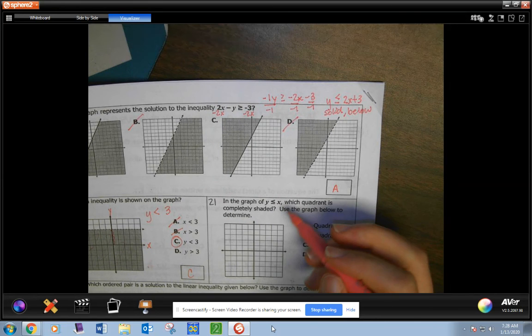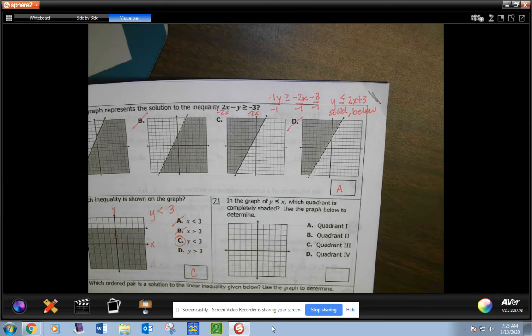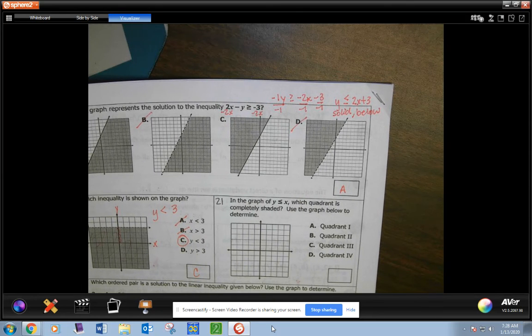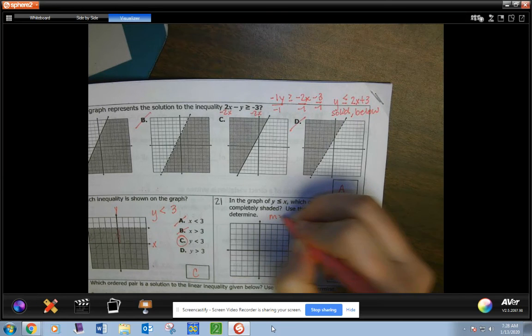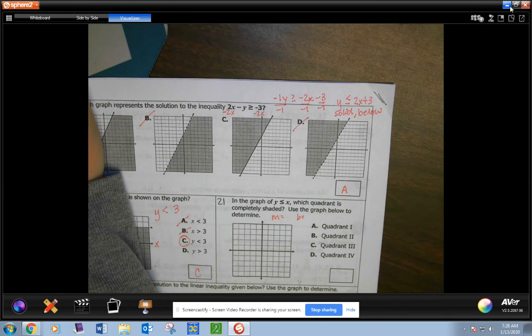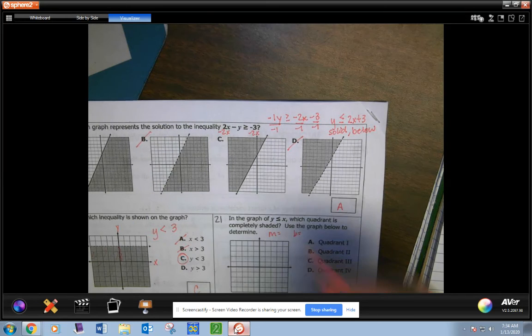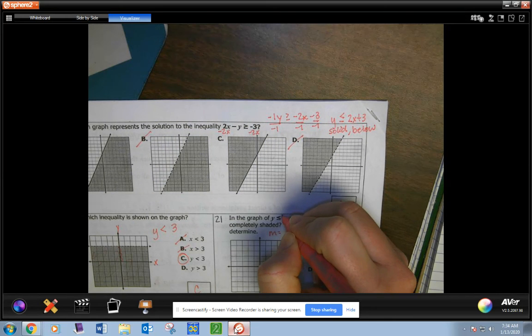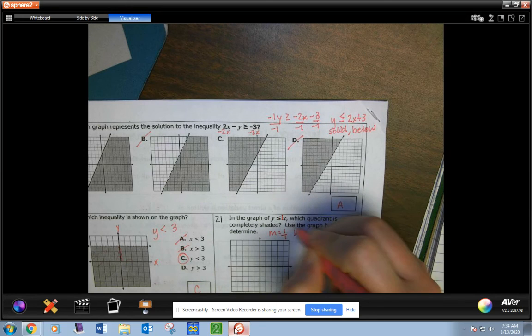Okay, so in the graph of y is less than or equal to x, which quadrant is completely shaded? So they want to know which one is totally shaded. There's nothing left off. So what I'm going to do is I'm going to write what m equals and what b equals. All right, so finishing this up, we got 2 more problems. So I need to know what m is and what b is. Remember this, whatever's with x is m, so m is 1. I like it as a fraction, so over 1. And since there's not a plus or a minus, that means b is 0.